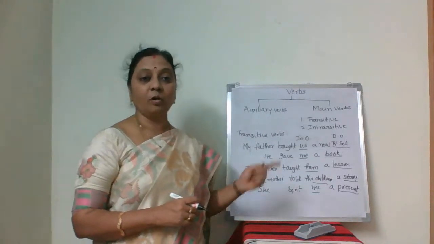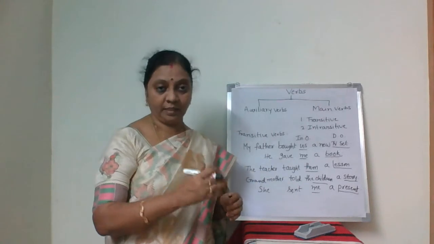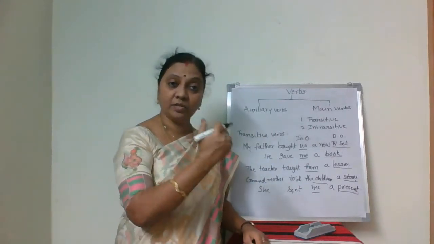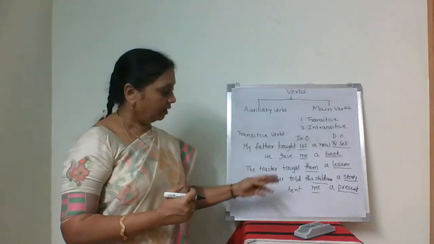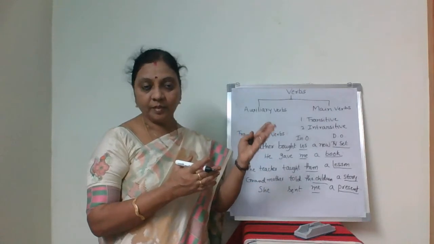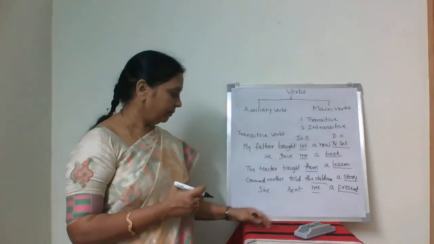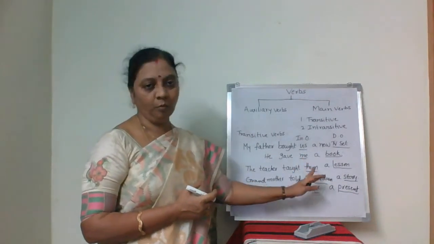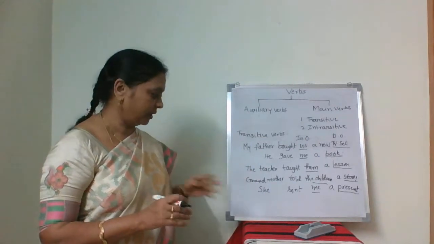Next, the teacher taught them a lesson. A lesson is the direct object. What did the teacher teach? The teacher taught a lesson. For whom did she teach? For them. She taught the lesson for them. Okay, like that. What and whom? What? Direct object. Whom? Indirect object.